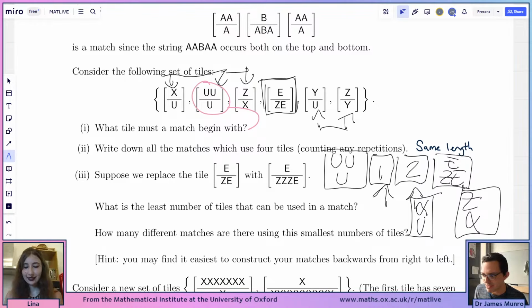But also, I think people are happy that those are the 2 possible matches that use 4 tiles. Either you go via the X's or you go via the Y's. Right.